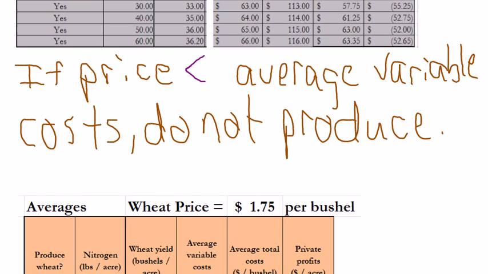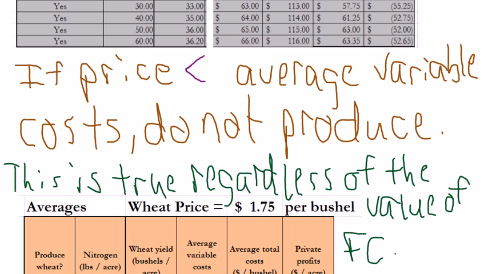And the main lesson of all of this is that if price is less than the average variable cost at any level of production, do not produce. And this is true regardless of the value of fixed costs. Whether fixed costs are zero or whether they're astronomical, fixed costs has no impact on whether you should produce wheat or how much you produce if you do produce it.